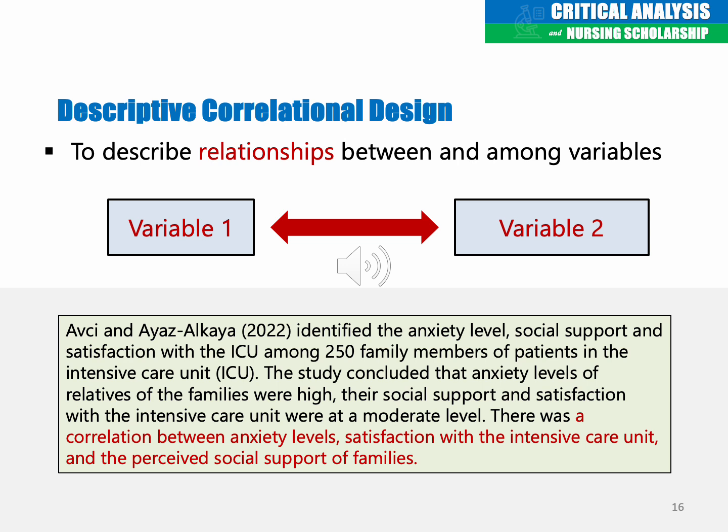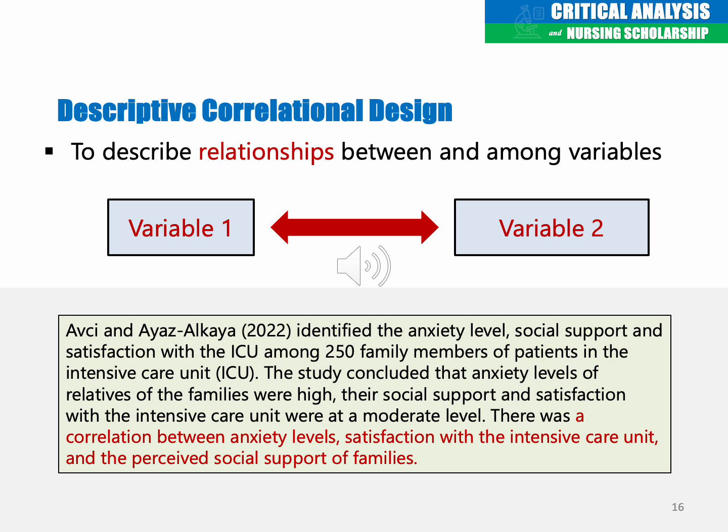Now, the first type of correlational design is called descriptive correlational design. This type of correlational design describes the relationship between variables without trying to predict anything. On this slide, you can see two boxes, variable 1 and variable 2, and a double-headed arrow, which means that this correlational design aims to describe the relationship between variable 1 and variable 2.